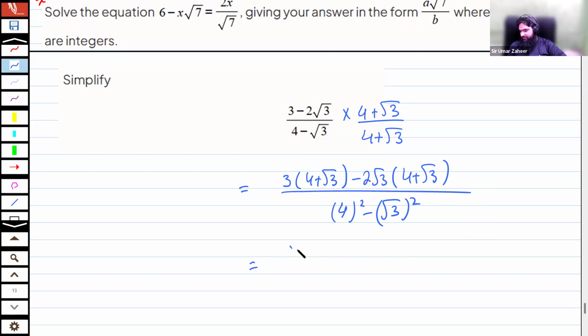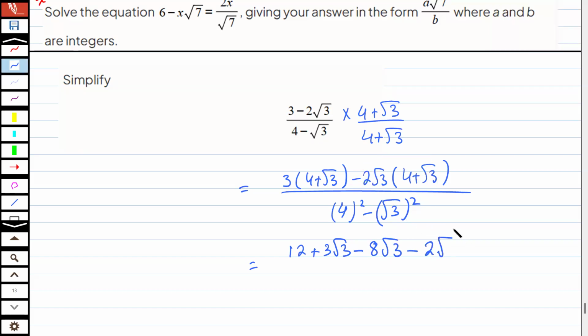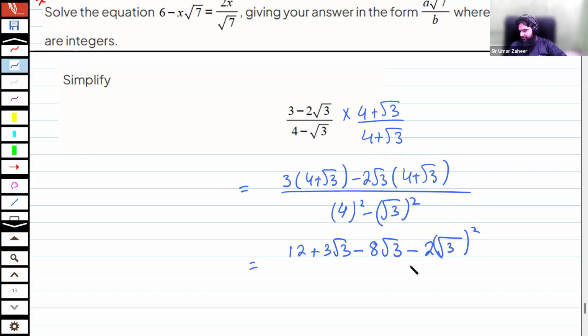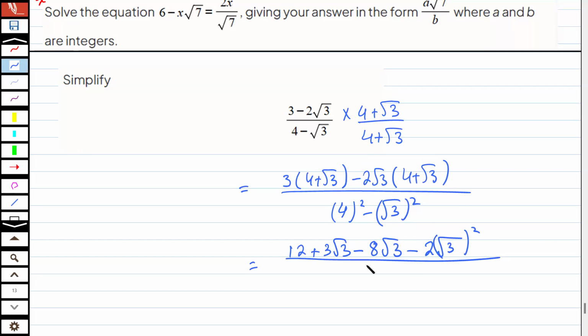3 multiplied with the whole value, 2 square root 3 multiplied with the whole value. Now 3 times 4 is 12. 3 multiplied by square root 3 will be 3 square root 3. 2 times 4 is 8, square root 3 as it is. Minus 2 multiplied by square root 3. And square root 3 multiplied by square root 3 will be square root 3 squared. In the denominator, it will become 16. Square and square root will cancel out. You will get 3.